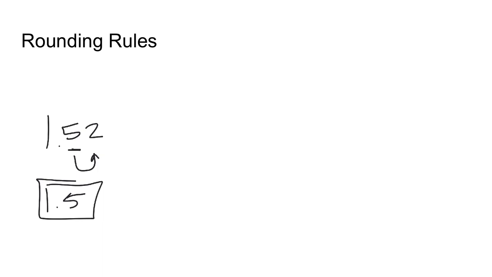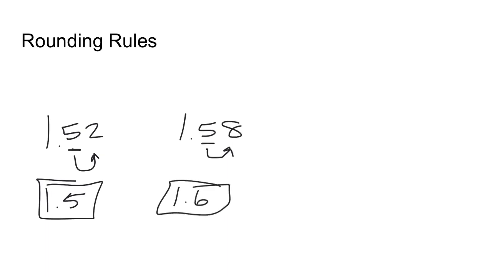If we have 1.52 and we are trying to round to the tenths place, we look to the number behind it and we see a 2, which is less than 5. So that means this is closer to 1.5 than it is to 1.6, and we're going to round there. If we have a number like 1.58 when we're rounding to the tenths place, we look to the number behind it, and we see that that is an 8, it is over 5, so this number is closer to 1.6 than it is to 1.5, and so we're going to go there.